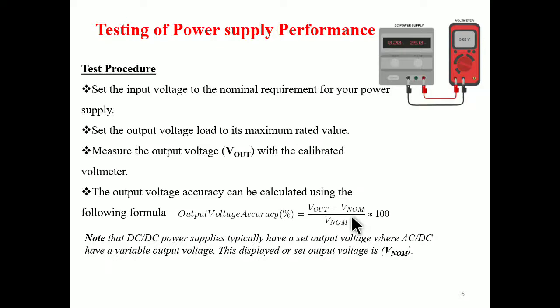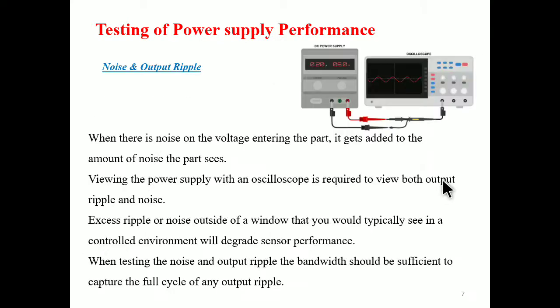V norm is nothing but the set output voltage. DC to DC power supplies typically have a set output voltage, whereas AC to DC supplies have a variable output voltage. So, that is your V norm. Based on this, we can easily calculate the output voltage accuracy. Okay, this is the first testing parameter.